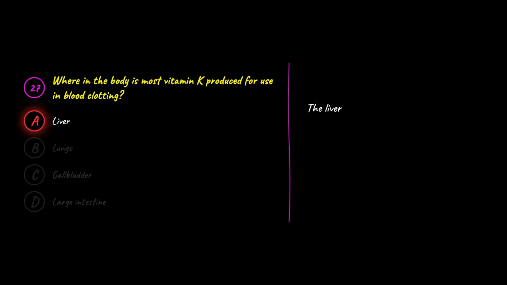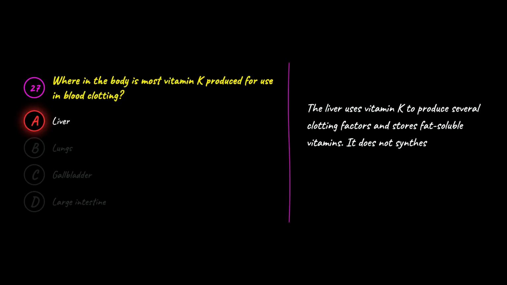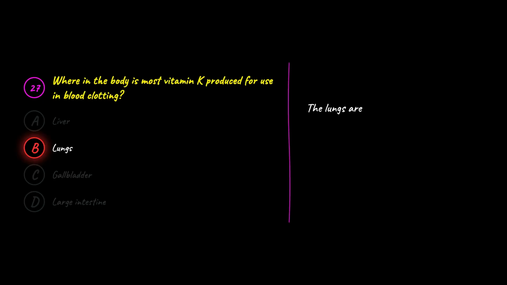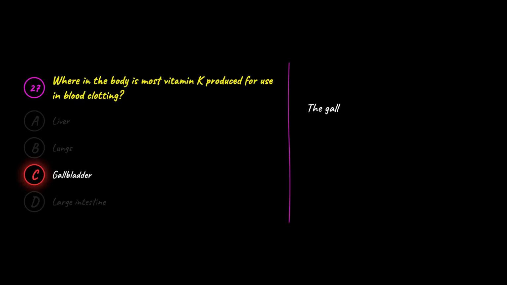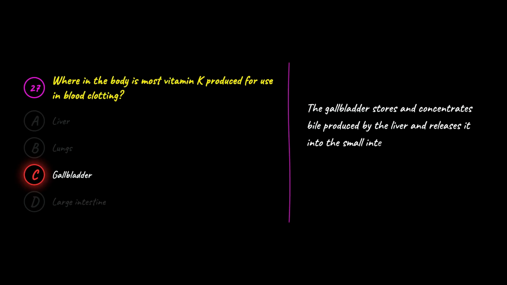A is wrong because the liver uses vitamin K to produce several clotting factors and stores fat-soluble vitamins. It does not synthesize vitamin K itself, however, and serves mainly as a site of action and storage. B is wrong because the lungs are the primary site of gas exchange between air and blood. They have no role in producing vitamins for use elsewhere in the body and do not synthesize or absorb vitamin K. C is wrong because the gallbladder stores and concentrates bile produced by the liver and releases it into the small intestine to emulsify fats.